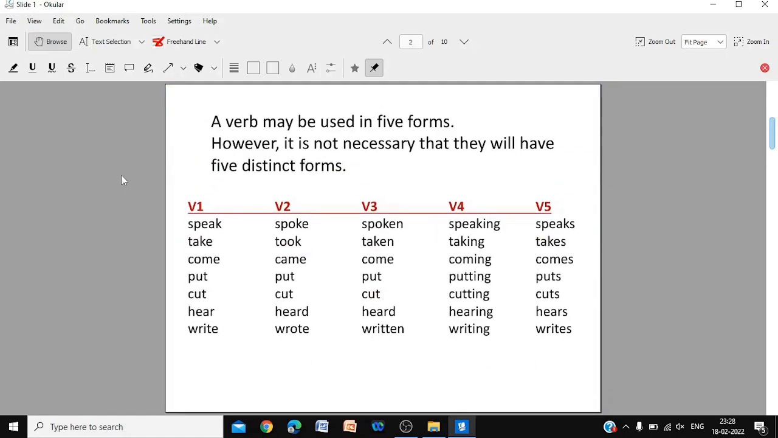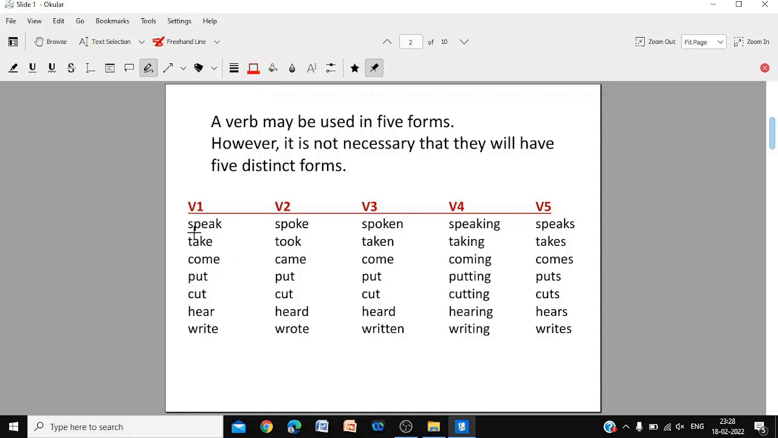A verb may be used in 5 forms: V1, V2, V3, V4 and V5. However, it is not necessary that they will have 5 distinct forms. Having 5 different usages does not mean that all the verbs will have 5 distinct forms. We shall make it clear.